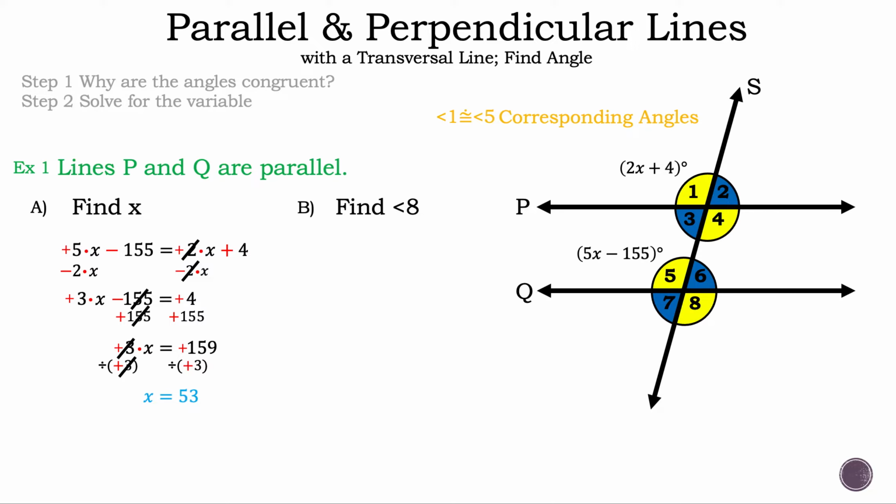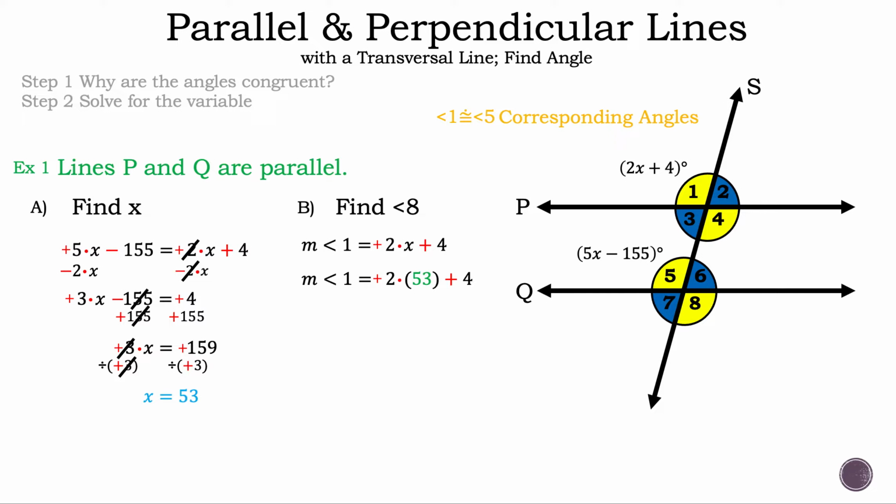Now let's move on to part B, which is find angle 8. Before we do that, we need to substitute 53 into either angle 1 or angle 5, whatever you fancy. This time we're going to substitute 53 into angle 1, which is 2x plus 4. And now let's substitute 53 into the variable x, and now we have the measure of angle 1 is equal to positive 2 times the parentheses of 53 plus 4.